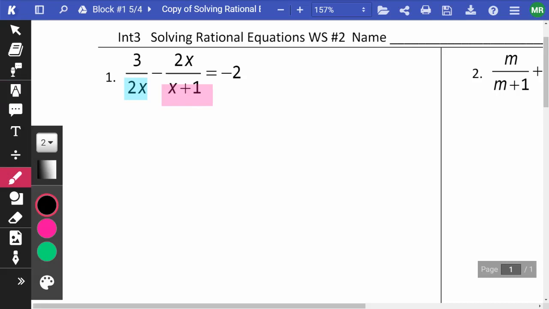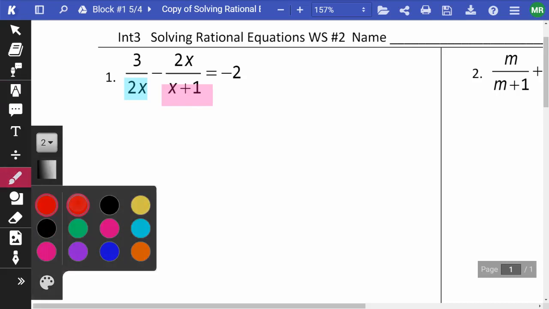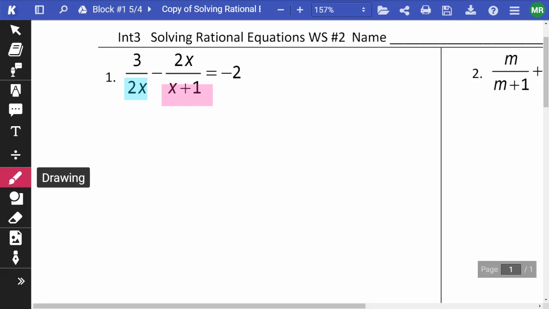Also, before I get started, I should give restrictions. So my restrictions are what makes my denominator 0. And if we get any of these as our answer, then that part is not going to be a solution. So for the 2x, x cannot be 0. And for the x plus 1, x cannot be -1. And those are our 2 restrictions.